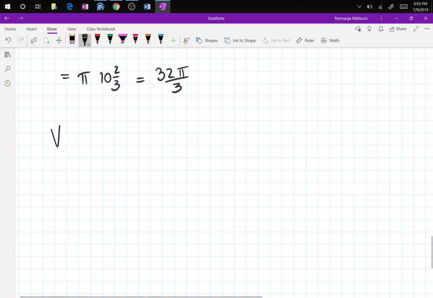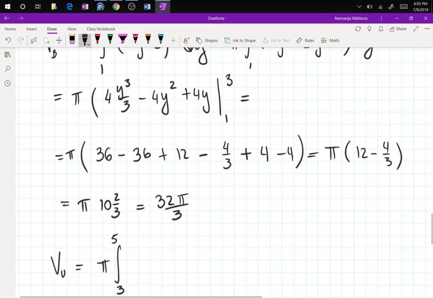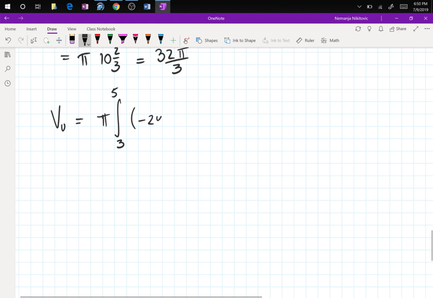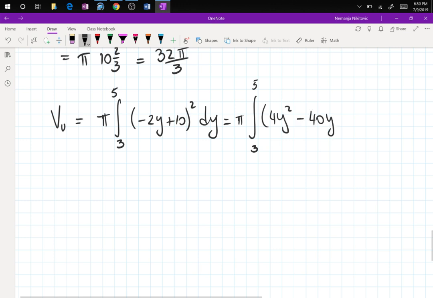So now, the volume for the upper part, VU, is going to be pi times, now we go 3 to 5, and we are using the upper equation, which is negative 2y plus 10. Oh, we're going to regret this very quickly. Squared dy. It's a pi integral 3 to 5, 4y squared minus 40y, 2 times 2 times 10. Right? It's 2ab in the middle. And then plus 100 dy.